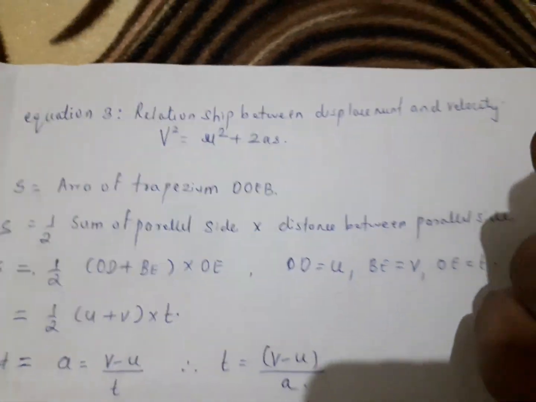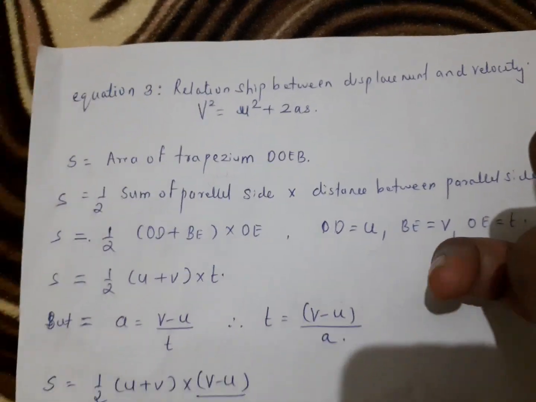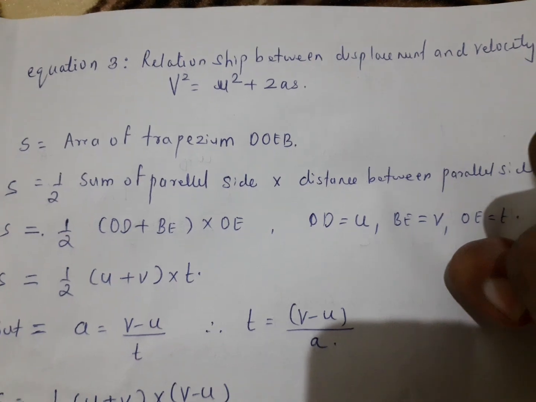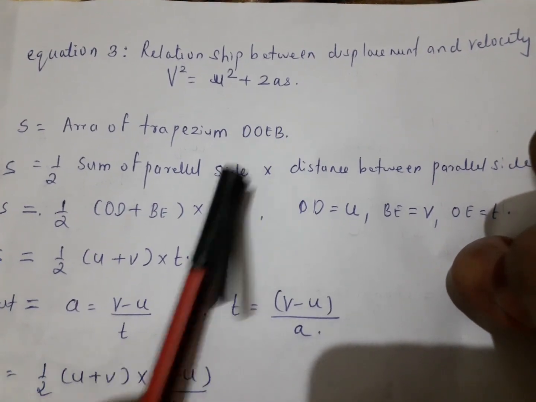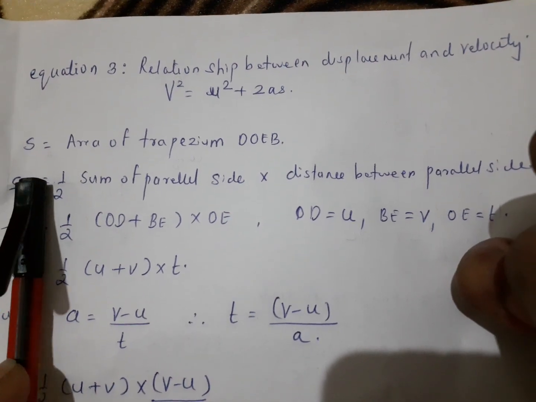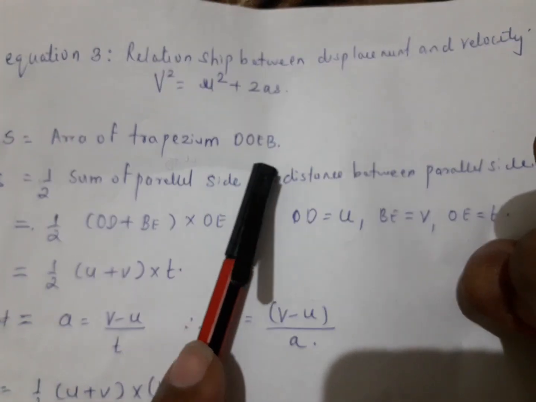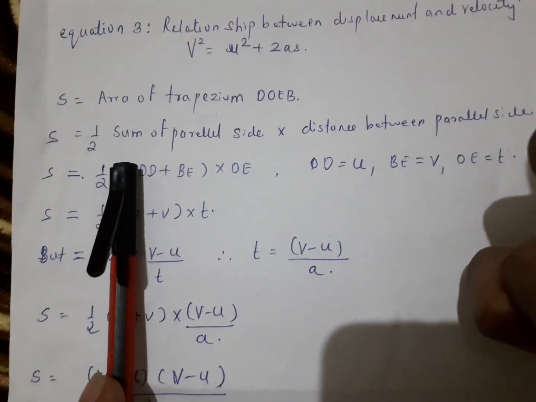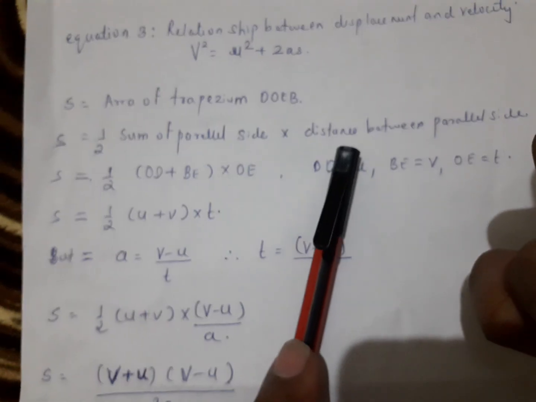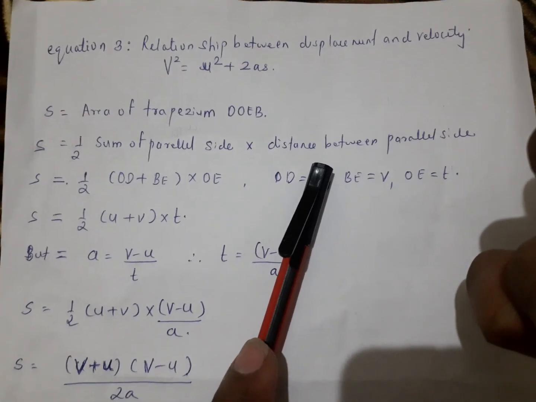So here is my derivation. What is the relationship we want to find? The relationship we want to find is v square is equal to u square plus 2as. The displacement I talked about is the area of trapezium DOEB. What is the area of trapezium? Basically, it is half into the sum of the parallel sides into the distance between the parallel sides, or height of that particular trapezium we are talking about.